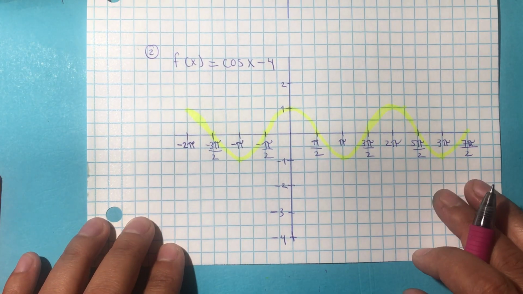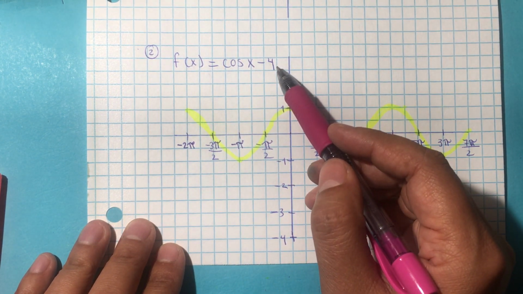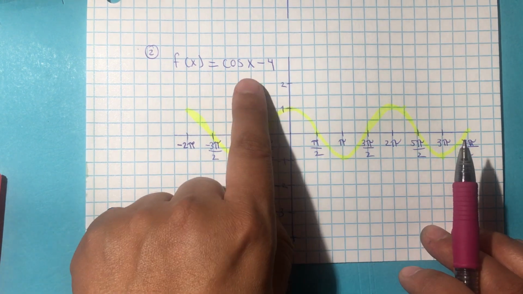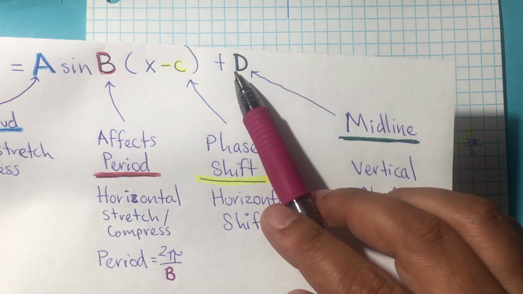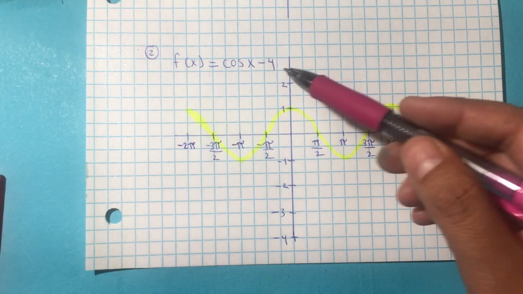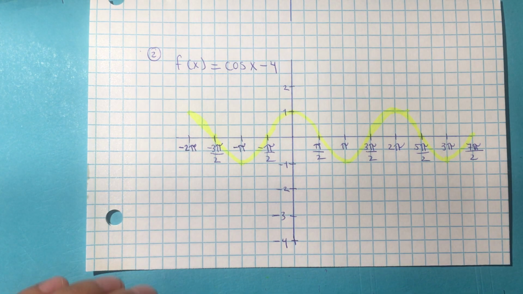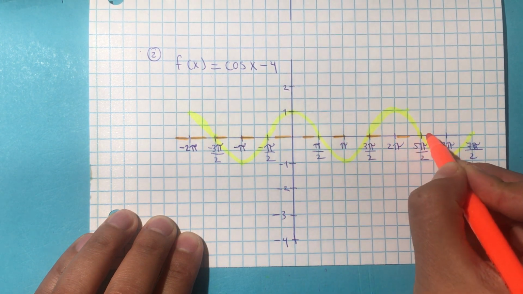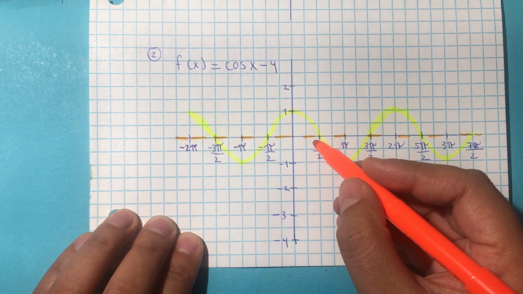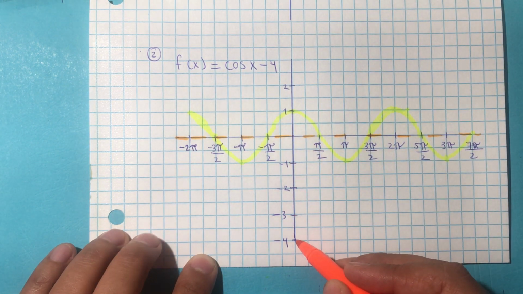Okay, number 2. For this one is f of x equals cosine of x minus 4. So now we're subtracting 4, again at the end, which is, once again, moving the midline, okay? And because it's negative, it's going to go down. In here, I already did previously the graph for you, the mother graph. So let's start by drawing our midline or center line. And again, that's going to go down 4 spaces. So 1, 2, 3, 4 spaces.